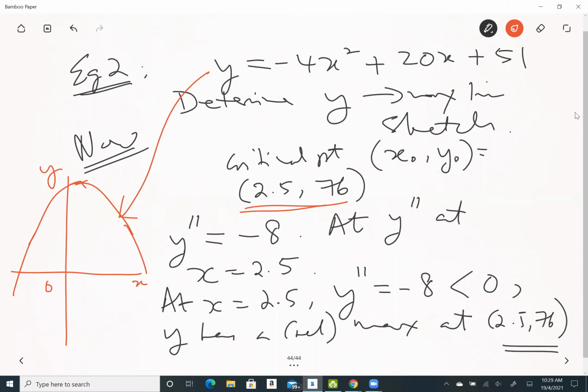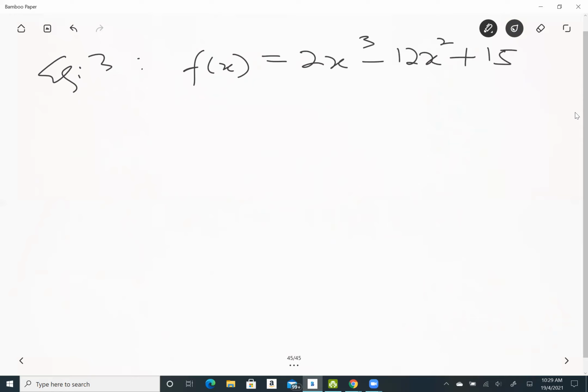This one, I just need you to find the critical point. Suppose here, example three. Let's say we have f of x equal to 2x cubed minus 12x squared plus 15. Now I want you to determine whether the function has a maximum or minimum at the critical points and sketch the graph. First of all, find the first derivative and see what the critical points are. You will have two critical points because it is a cubic function. I want you just to find the critical points. Do it now. I'll give you 1 minute.